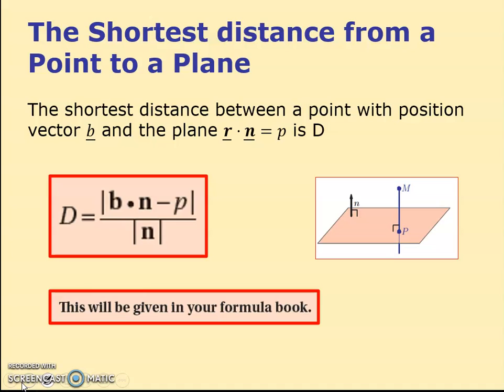Now the shortest distance from a point to a plane. On my picture here I've got a point up here which is M, and we're wondering how far away it is from the plane, and the shortest distance is always at right angles. So that's why this is at right angles, and therefore we're interested in the normal. That is the normal vector, which is shown over here.